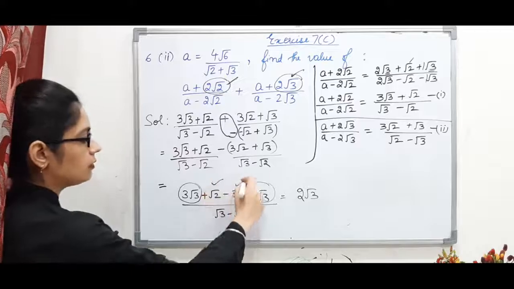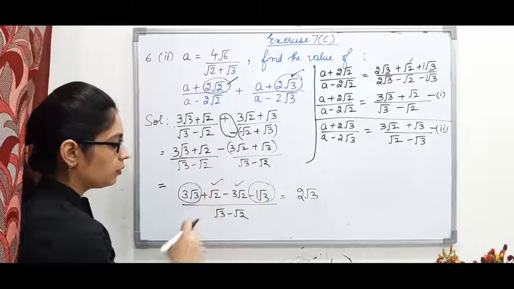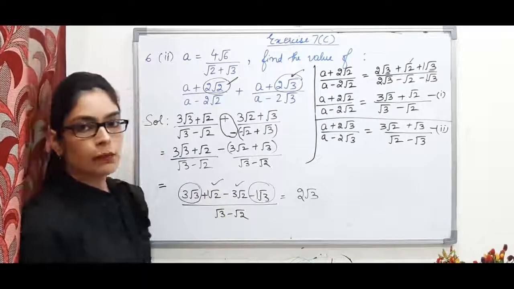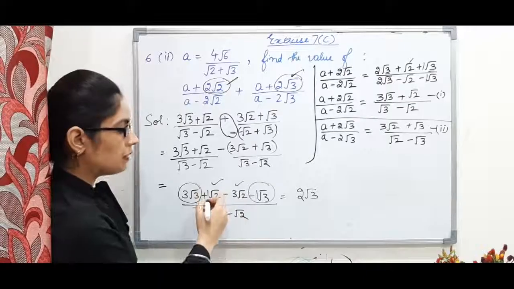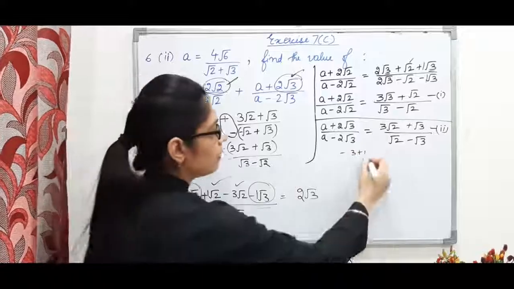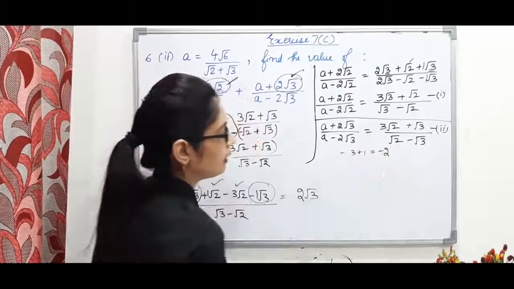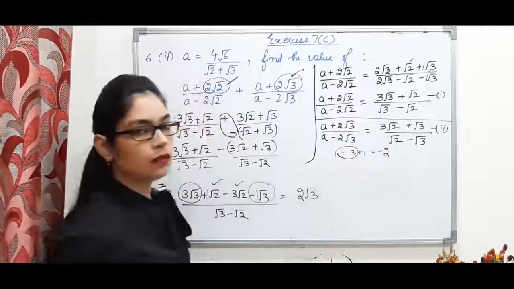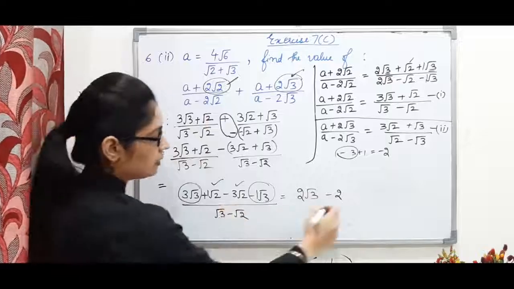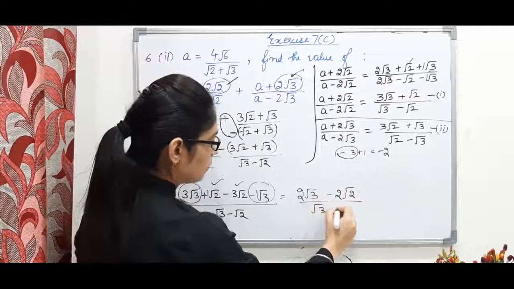Now this and this, these two are like terms because both of these are with root 2. Root 2 means 1 root 2. So minus 3 plus 1. Minus plus minus, but the sign which is with the greater number. 3 minus 1, 2, but with the minus sign, because with 3 the minus sign is there. Minus 2 root 3 as it is we have to write upon root 3 minus root 2.